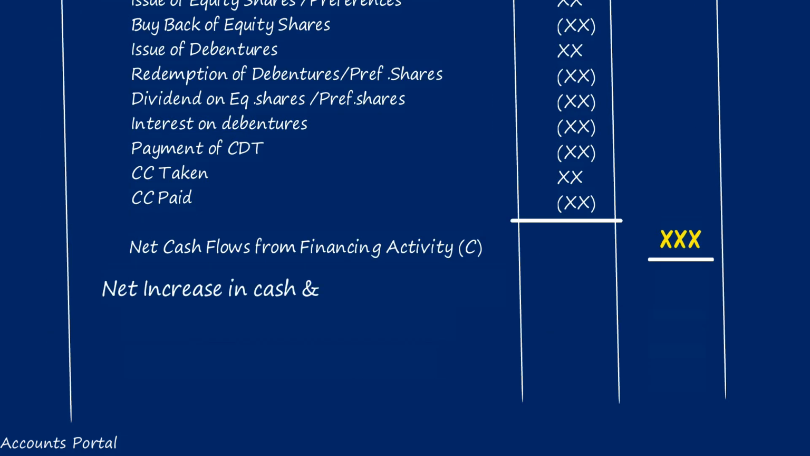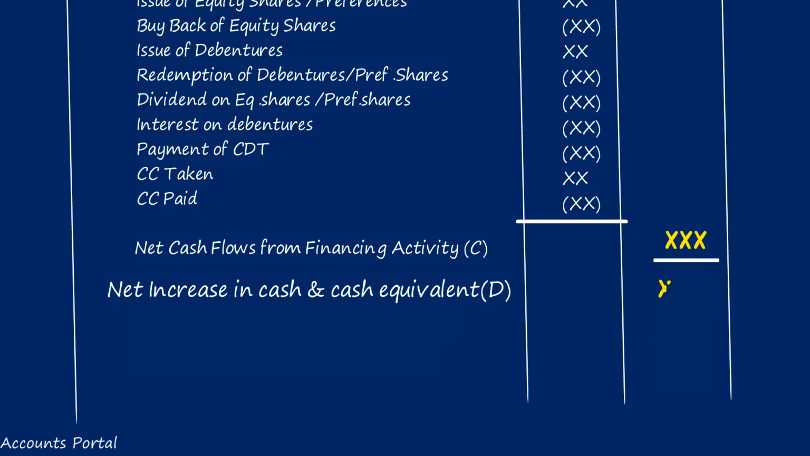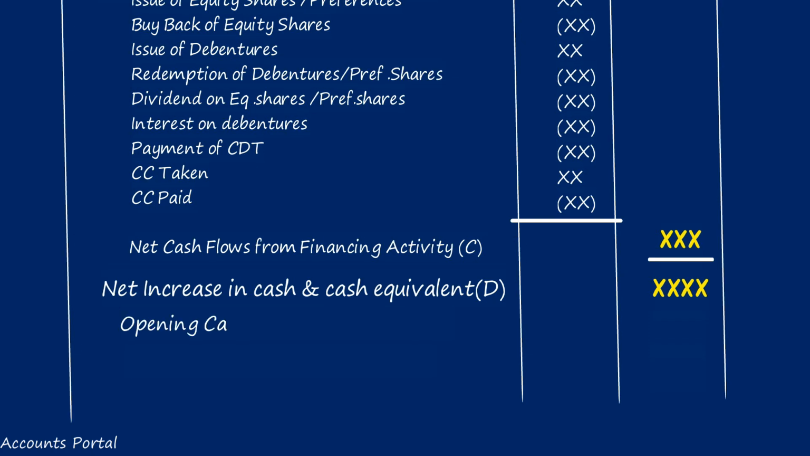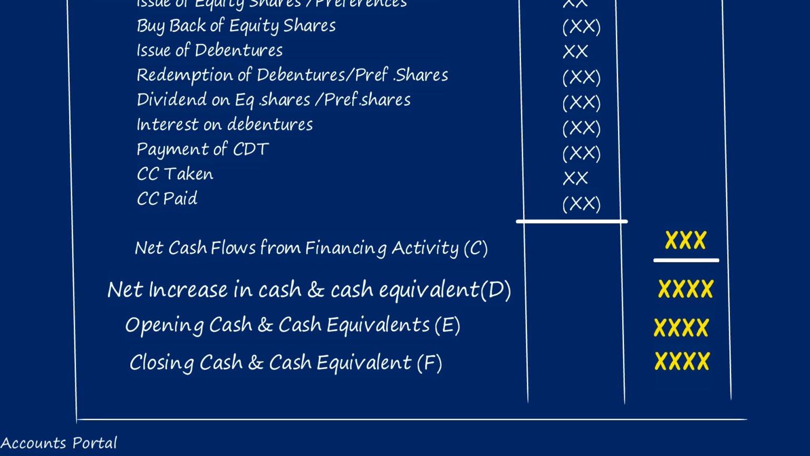Net increase in cash and cash equivalents: A plus B plus C should be equal to D. Under A you have receipts minus payments, under B receipts minus payments, under C also receipts minus payments. A plus B plus C is nothing but the aggregate of all receipts and payments, which is the difference between opening and closing. What is D? The difference between closing and opening cash and cash equivalents. Opening cash and cash equivalents, written in bracket E. Closing cash and cash equivalents, written in bracket F.